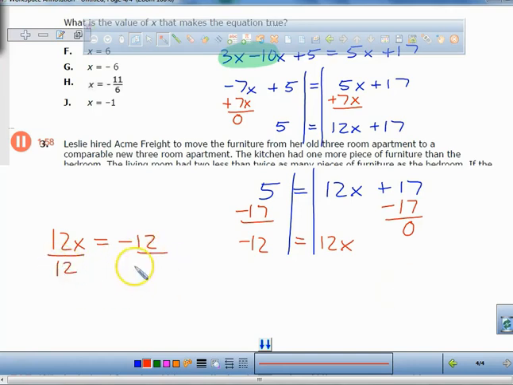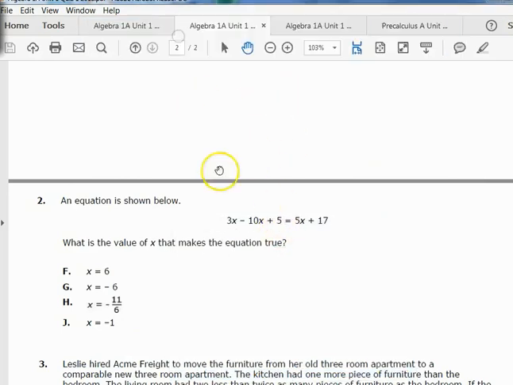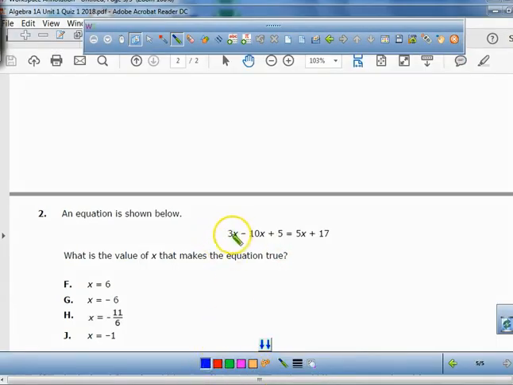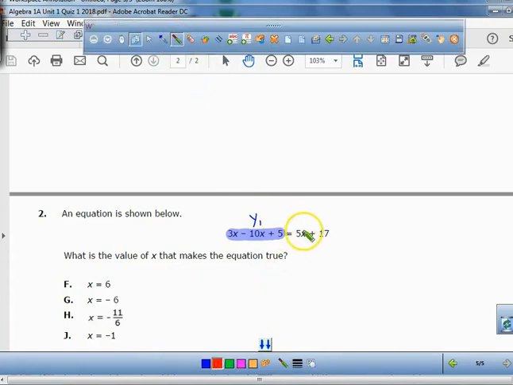There we go. Divide that side by 12, divide that side by 12. Because 12 divided by 12 is 1, and negative 12 divided by 12 is negative 1. So our answer is x equals negative 1. Now how could we use the graphing calculator to solve this problem? Here's what we're going to do. We're going to plug in that 3x minus 10x plus 5 into y1 in our graphing calculator. And then going to plug in 5x plus 17 into y2 in the graphing calculator.